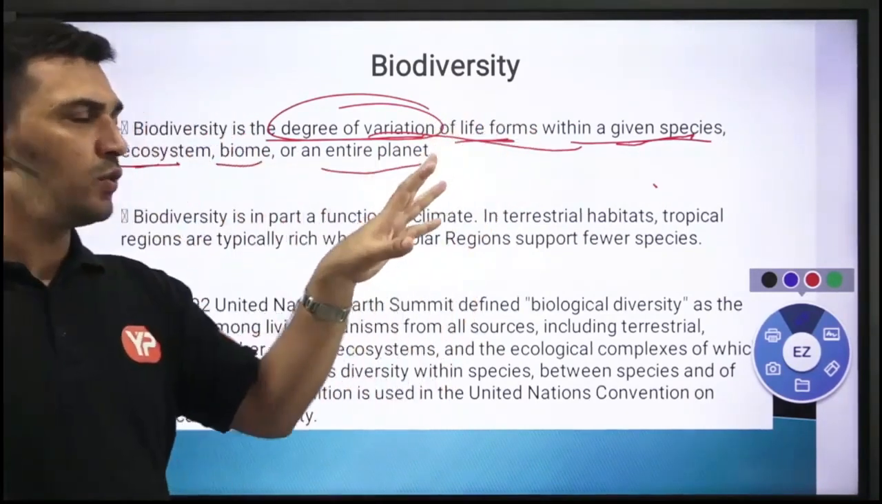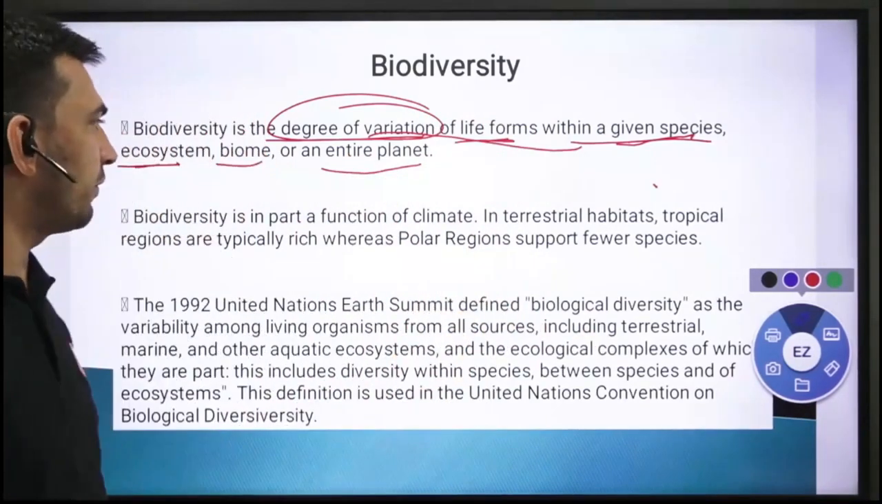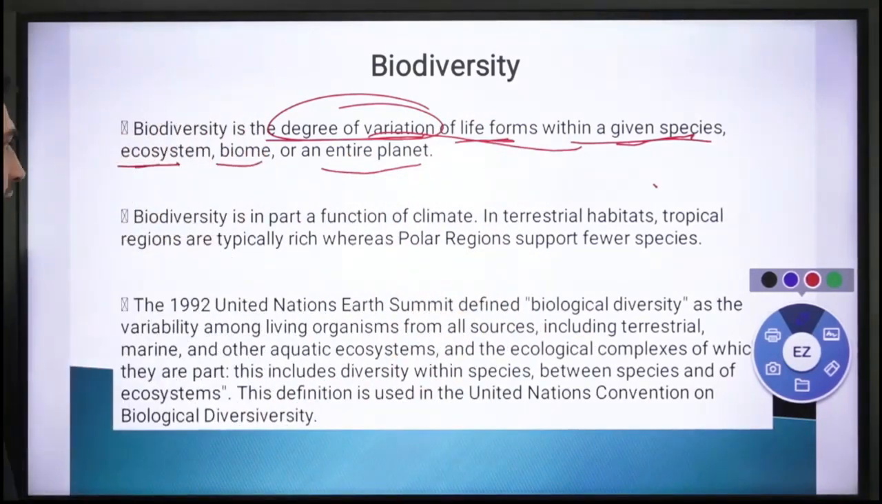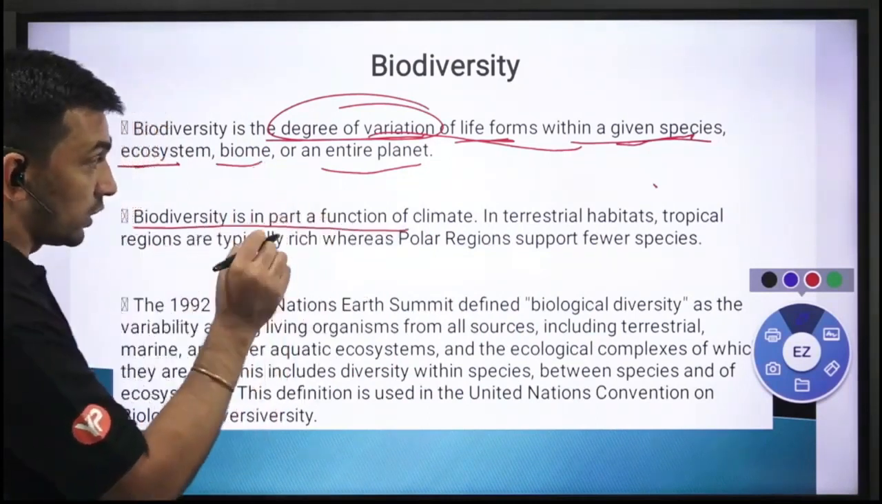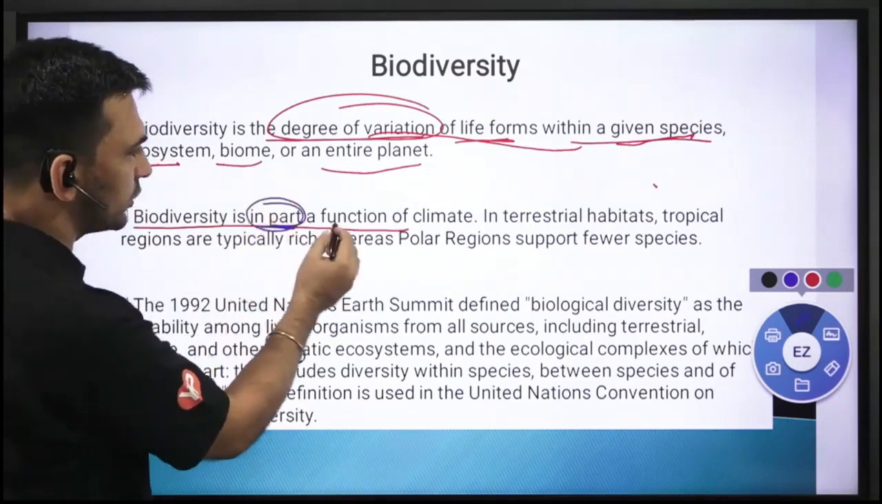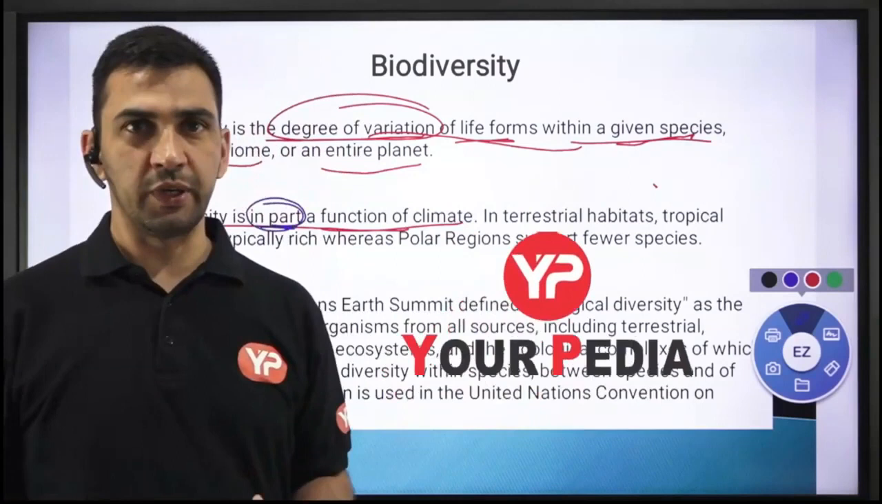So whichever way you consider that variety is existing, we will say that is the biodiversity over that particular area. And mostly, not totally, but in part, मतलब mostly जो biodiversity किसी place पे है, that is a function of climate, right?